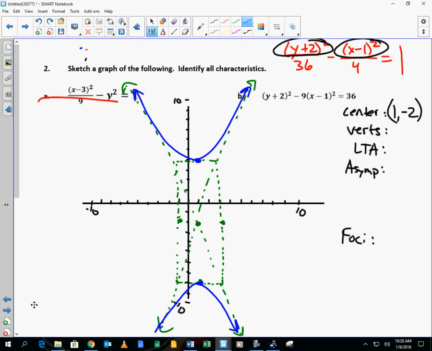So what's the location of the vertices? 1, 4, and 1, -8, right? Over 1, up 4, and over 1, down 8. Length of the transverse axis, that's the distance between the two. 12.